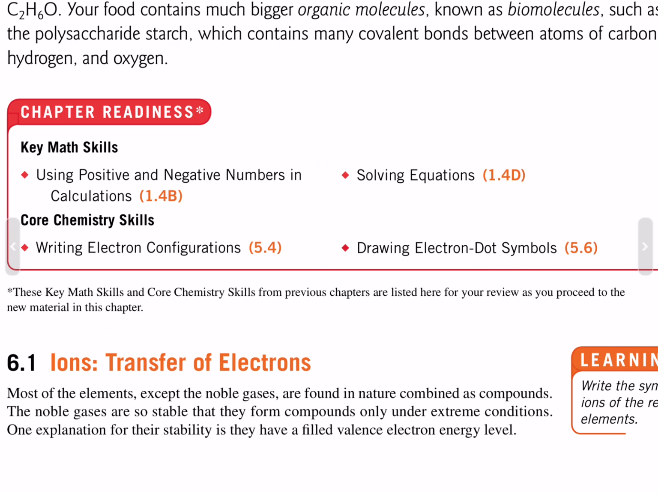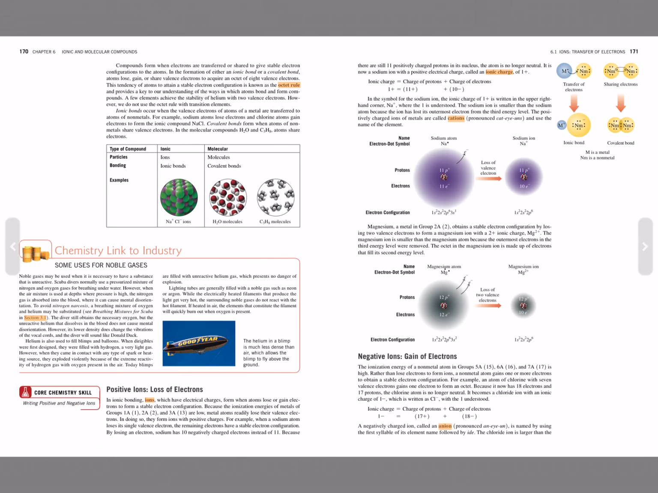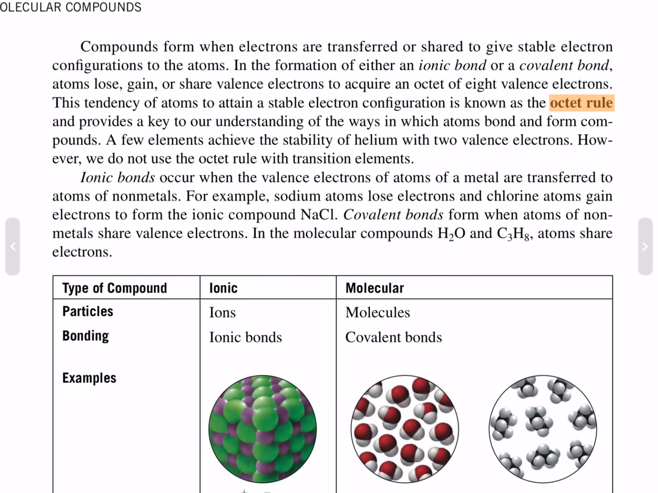Section 6.1: Ions, transfer of electrons. Most of the elements, except for the noble gases, are found in nature combined as compounds. The noble gases are so stable that they form compounds only under extreme conditions. One explanation for their stability is that they have a filled valence electron energy level. Compounds form when electrons are transferred or shared to give stable electron configurations to the atoms.